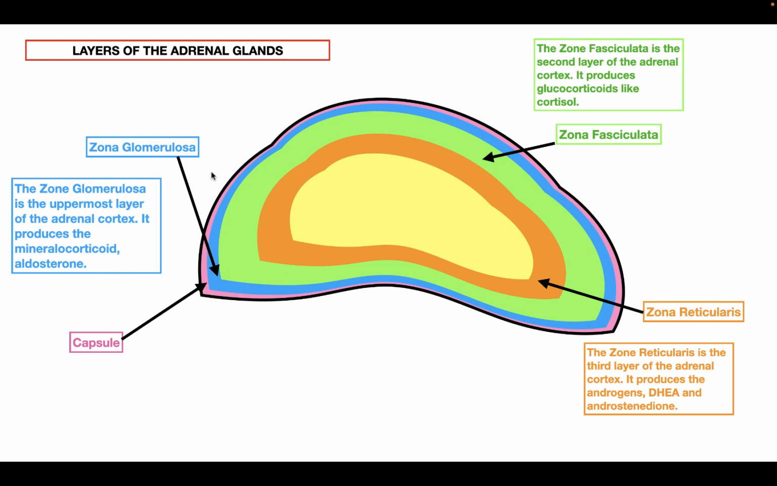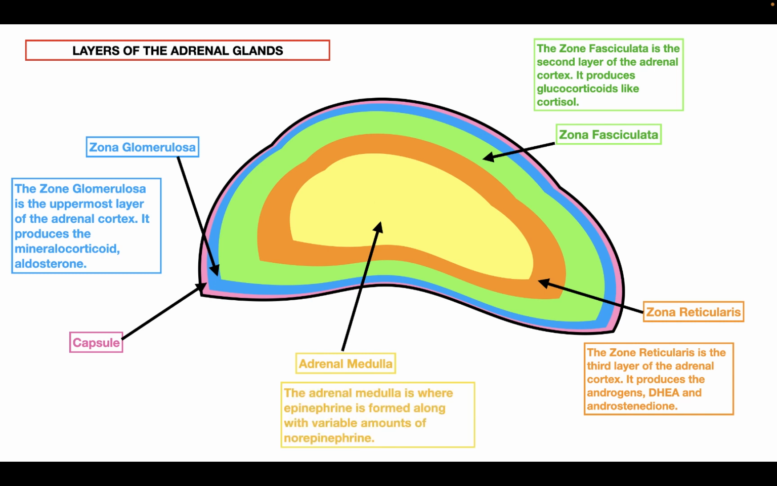So the final region of the adrenal gland is going to be the adrenal medulla. And the adrenal medulla is represented by this yellow region on my diagram. And the adrenal medulla is responsible for producing epinephrine and variable amounts of norepinephrine. And remember that epinephrine and norepinephrine are catecholamines. So these are all the layers of the adrenal gland.